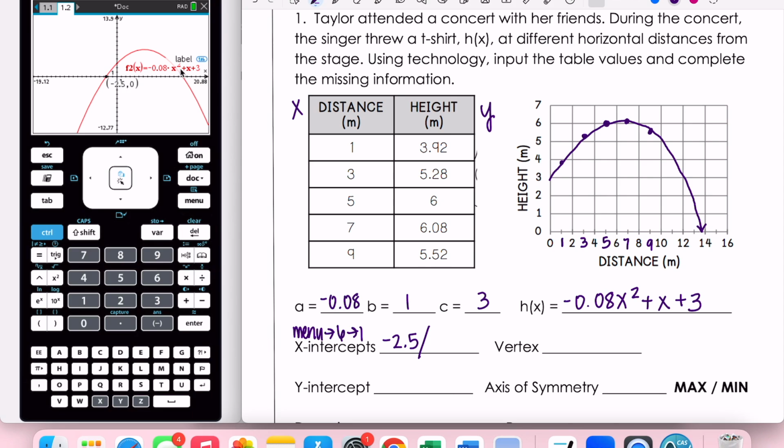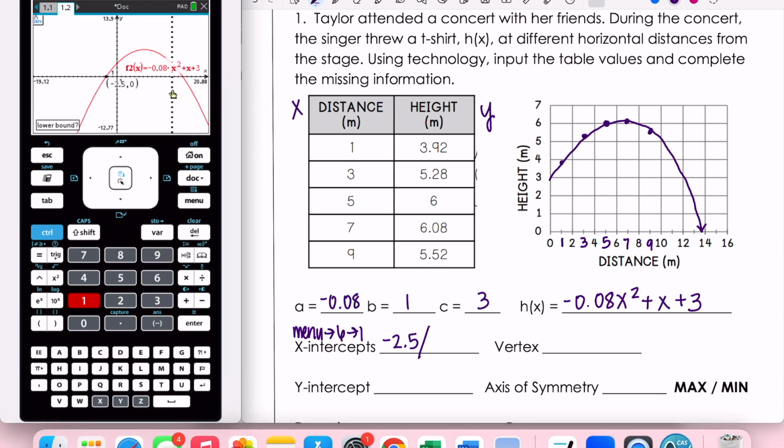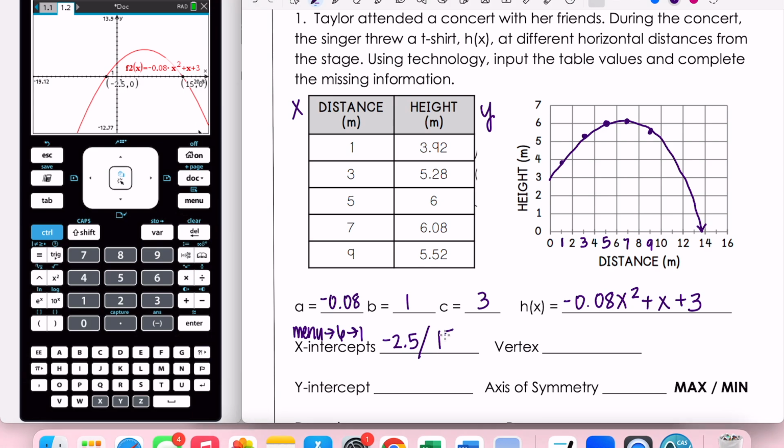Now I have a second x-intercept. So menu 6, 1 again. I'm going to place my dashed line on the left side of that x-intercept. I'm going to press the enter button and then I'm going to scroll over. Here I see that my second x-intercept is at 15.